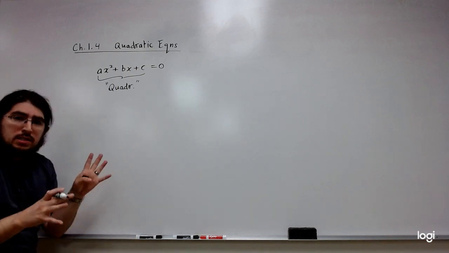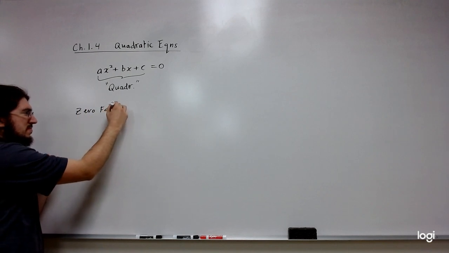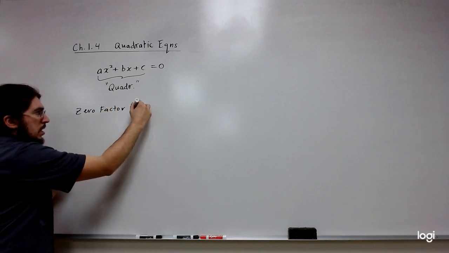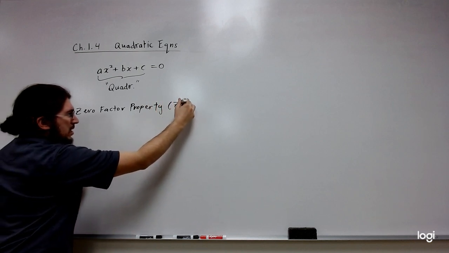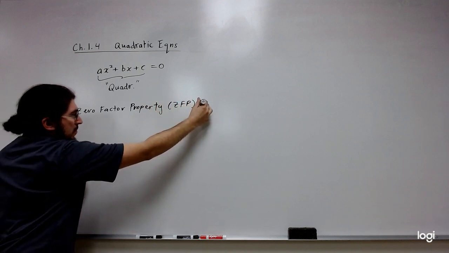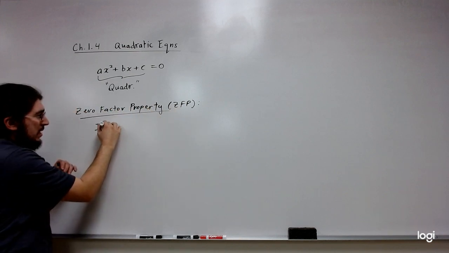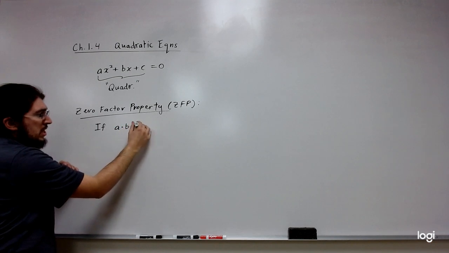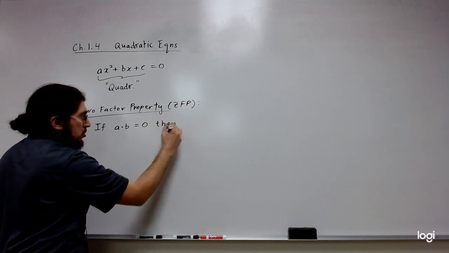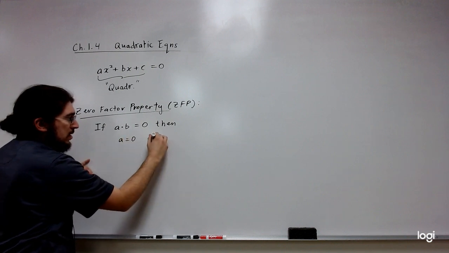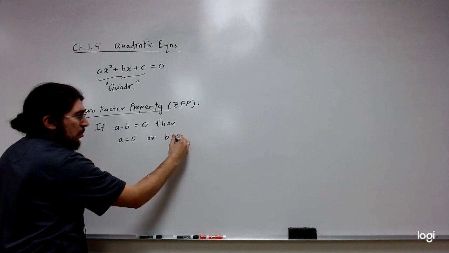And the first thing I want to discuss is something that is called the zero factor property. And I'll actually abbreviate this by ZFP for short. And the zero factor property, or ZFP, says the following. It says that if two things multiply to 0, then it must be true that either one of them was 0. So if A times B is 0, then either A is 0 or B is 0.